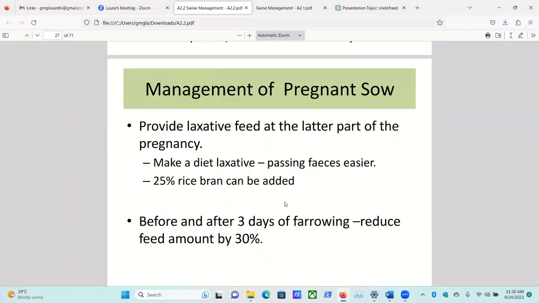Because at the pregnancy period, the sow can't strain to remove the feces from her body.